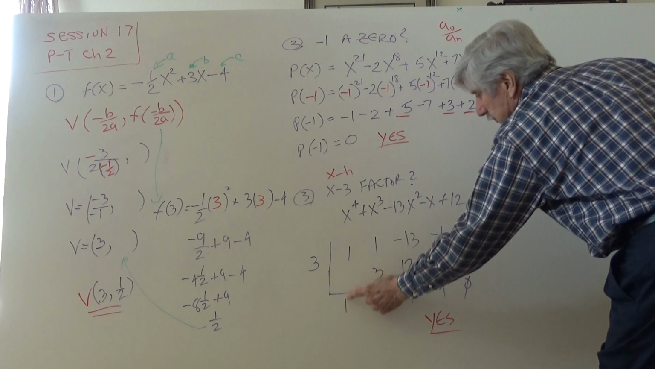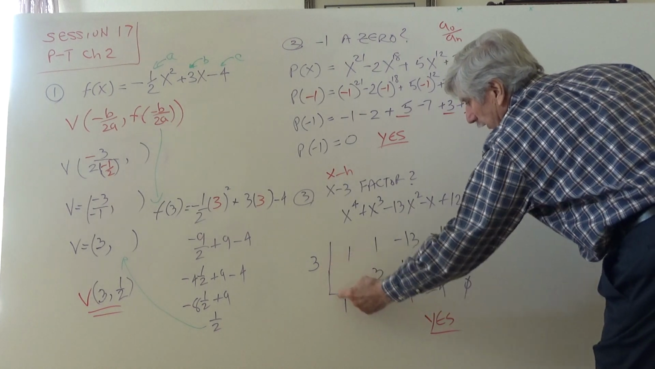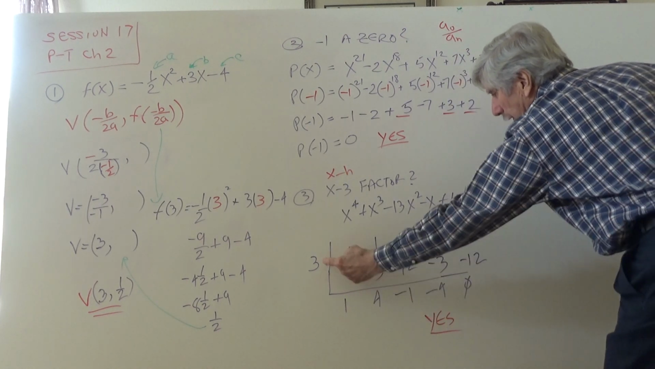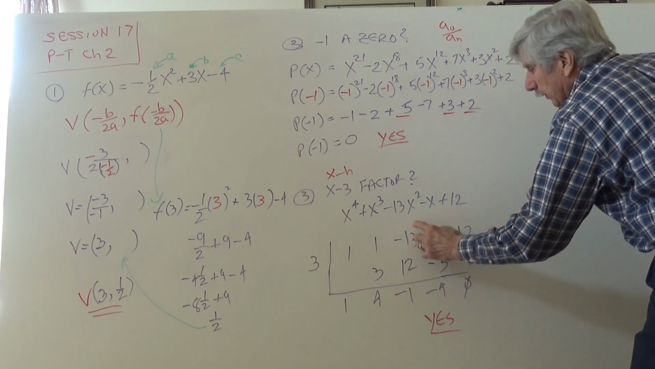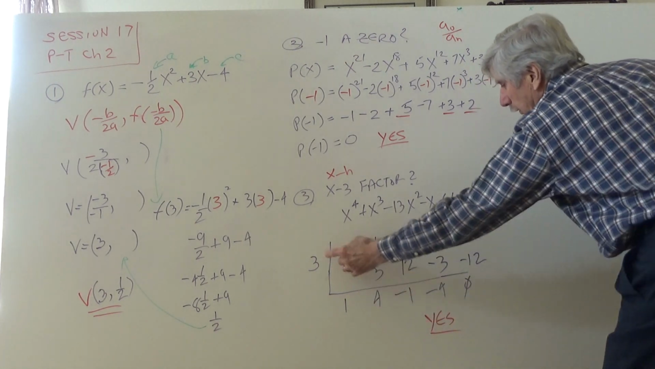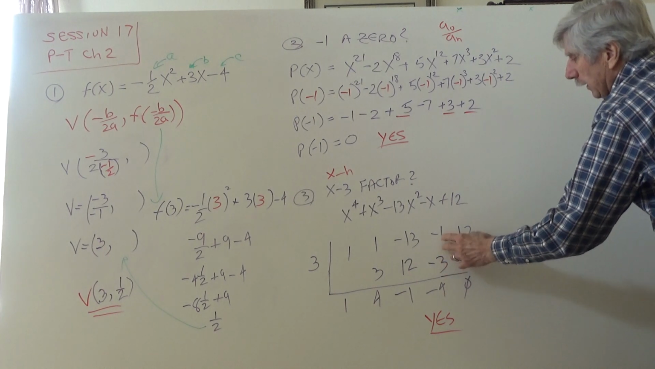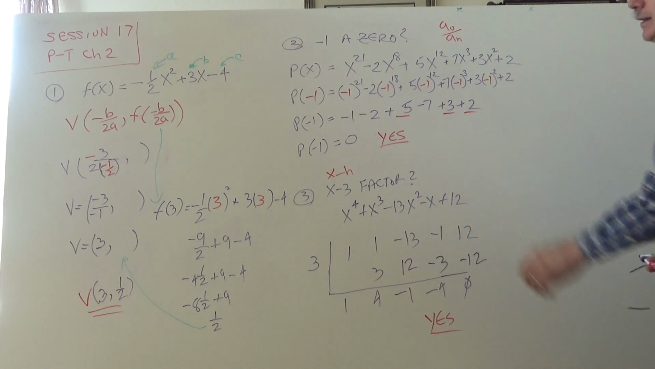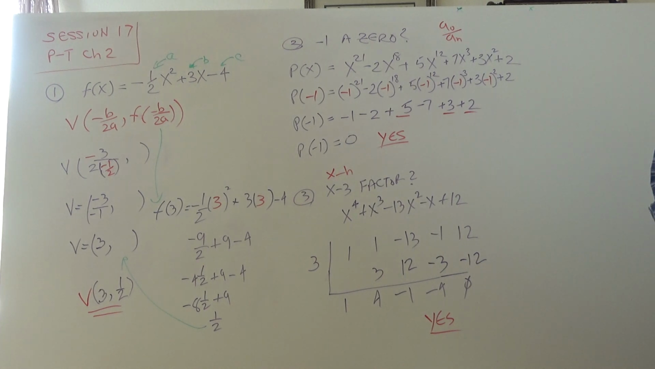The 1 is taken here, and 3 times 1 is 3. Multiply, and then combine, 4. And then multiply, 12. Combine, negative 1. Multiply, negative 3, combine, negative 4, multiply, negative 12, and guess what? We get 0, okay? And since we get 0 on that, that means that this 3 is a root and x minus 3 is a factor.